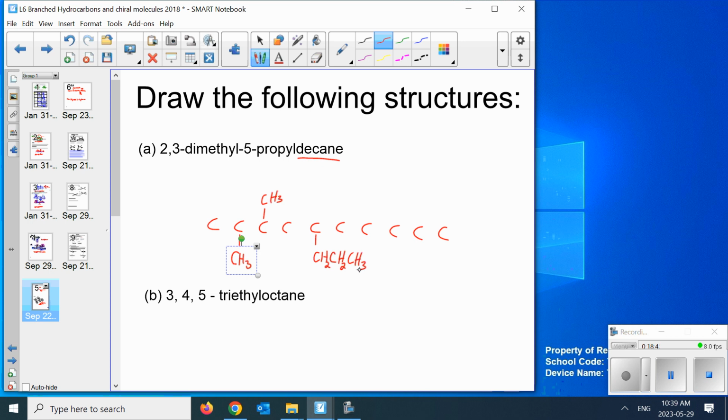Then, for the rest of the carbons in the chain, now I can figure out how many hydrogens on each. On the tail end, I have space for 3, it's bonded to 1 other carbon. On the second carbon here, I got to think: 1 bond this way, 1 bond this way, 1 bond this way, straight down. That means I only have space for 1 more H. Likewise for this one. The middle one with no other attachment, CH2. CH.